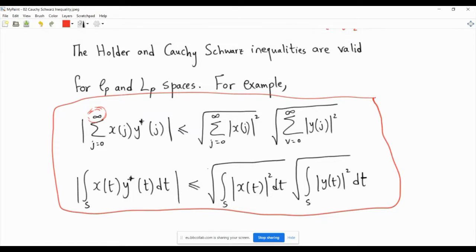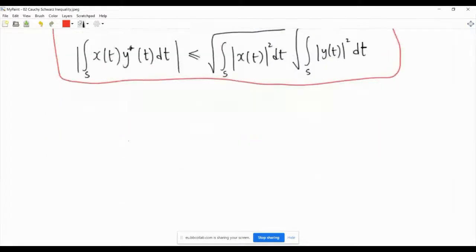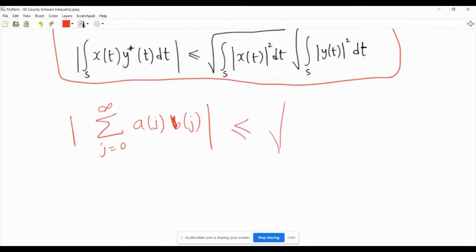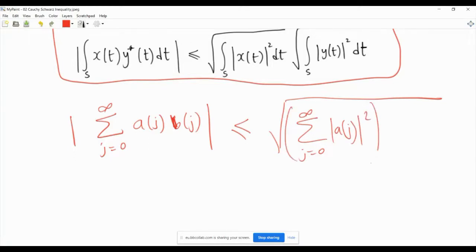So this is basically the Cauchy-Schwarz inequality. Again, it means that you take the magnitude. Okay, so I can write it in other forms. If you take the sum over j from 0 or 1 to infinity of aj bj, this is always upper bounded by the square root. The square root is there because of the definition of the L2 norm. Then you have the summation j from 0 to infinity of the magnitude of aj squared, multiplied by the magnitude of bj squared.